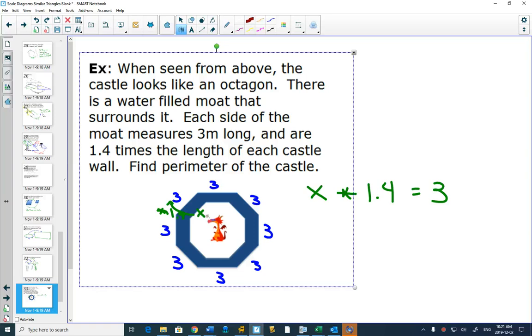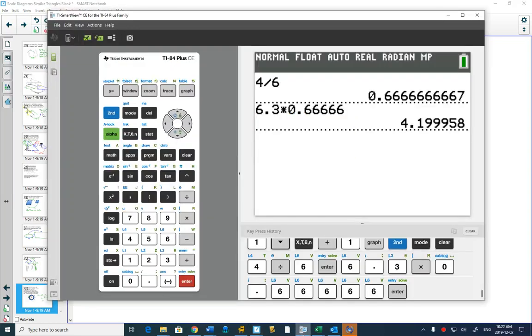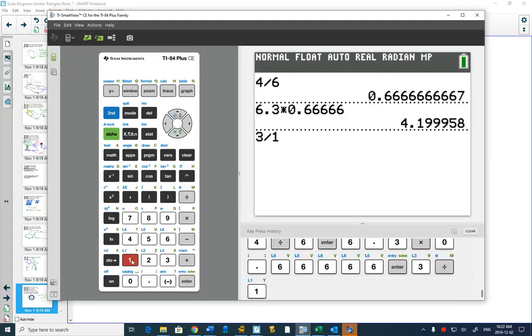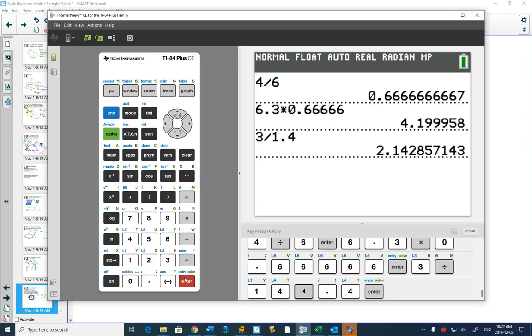So I want to figure out what X is. I have to figure out what kind of math I would have to do. If I know that X times 1.4 is 3, what would be the opposite of multiplying? Division. So I could go to my calculator and do 3 divided by 1.4. See what my calculator says when I do that. 3 divided by 1.4. Oops, forgot the decimal. 2.14.